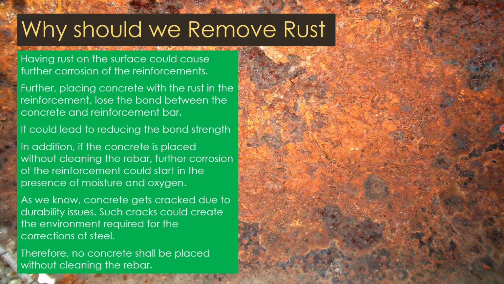Placing concrete on rusted reinforcement creates a loose bond. If you put concrete on reinforcement with rust, there will be a separation. So when you do the concreting, you have to attend to that. It could lead to debonding, or the bonding strength will be reduced. In addition, if the concrete is placed without cleaning the rebar, further corrosion could also occur.